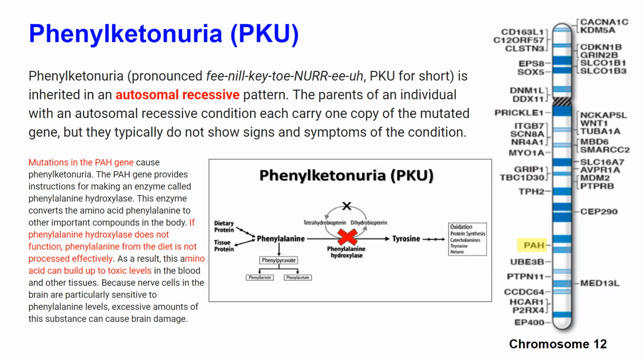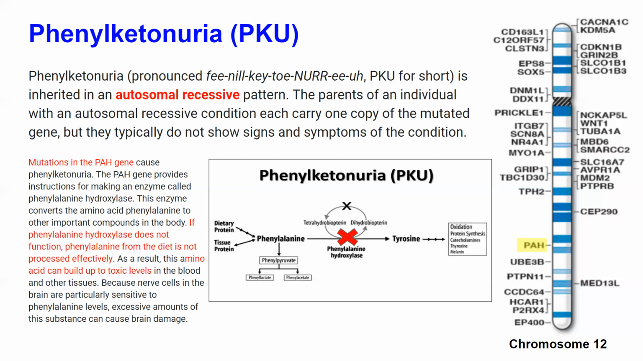So the PAH gene provides instructions for making an enzyme. Remember, enzymes are proteins called phenylalanine hydroxylase. Phenylalanine is an amino acid. The enzyme converts the amino acid phenylalanine to other important compounds in the body. So we have this enzyme that usually breaks down this amino acid and turns it into other important things. If phenylalanine hydroxylase does not function, phenylalanine from the diet is not processed effectively.